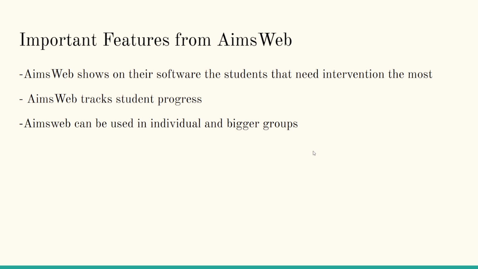So, what are some of the important features of AIMSweb? AIMSweb has four key components that make it something that's valuable for literacy instruction. For example, it's good at universal screening, progress monitoring, data-driven reports, and flexible administration. So we're able to take some of the data that we get from our students' AIMSweb testing, and it can help drive our instruction a little bit more. It also tracks students' progress.